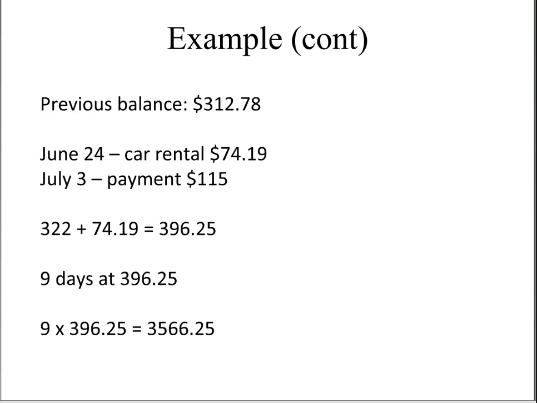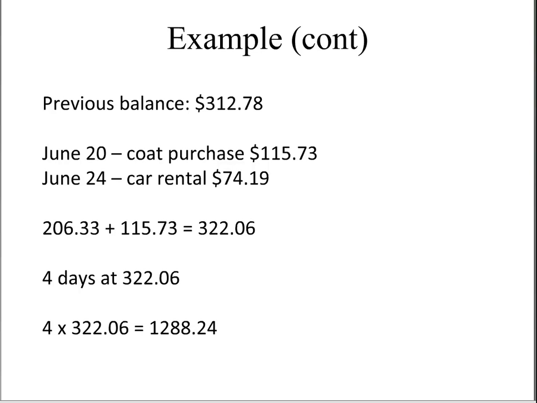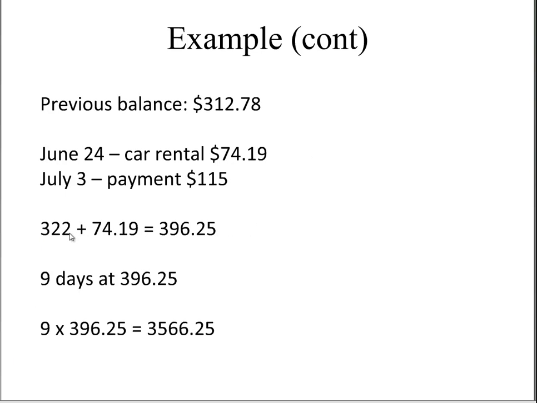On June 24th, we had the car rental. So now I have to add $74.19 to that 322. Actually, I missed the decimal. It was 322.06. We're going to add that with the $74.19. That gives me 396.25. I carried that balance each day from June 24th all the way up until July 3rd. That's 9 days. So 9 days at that amount gives me $3,566.25.